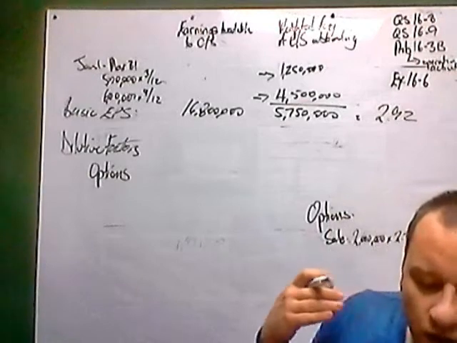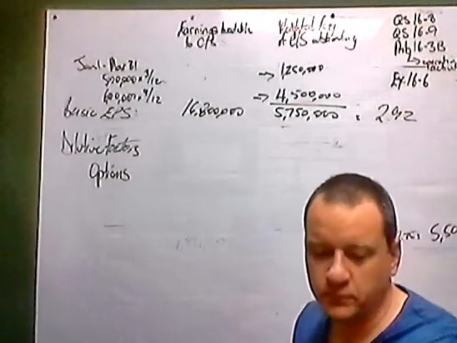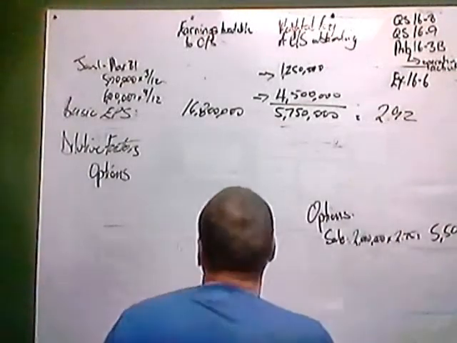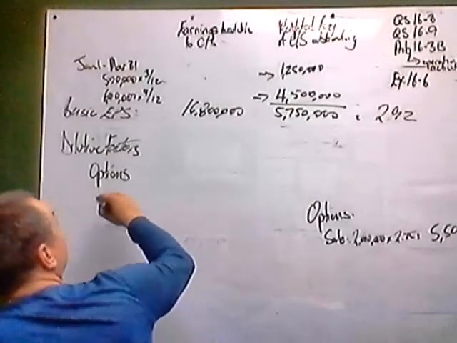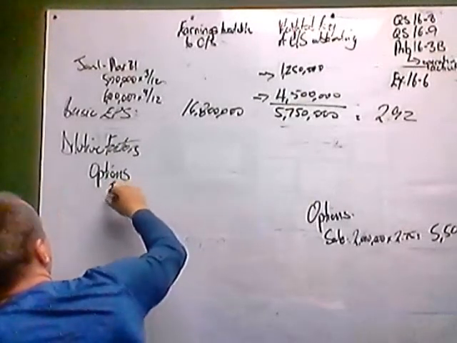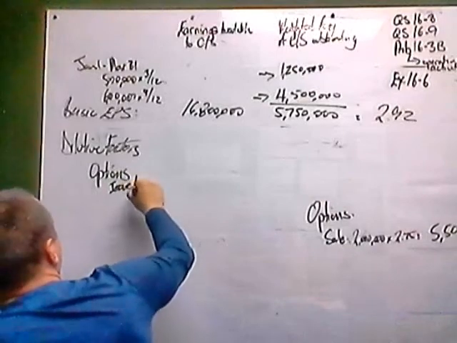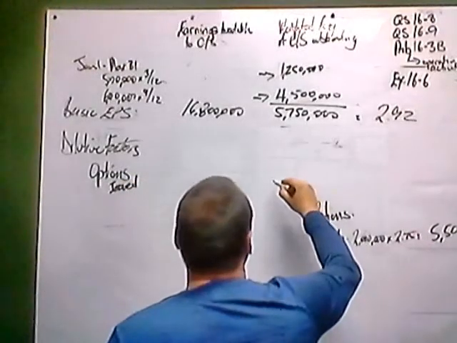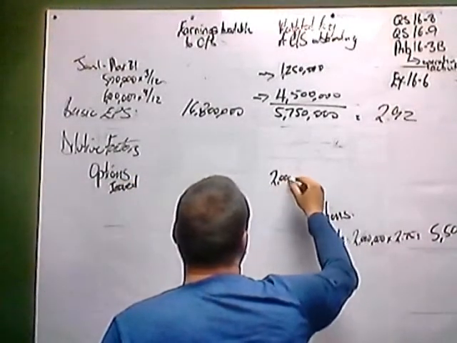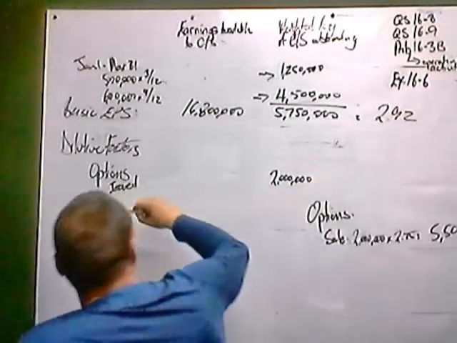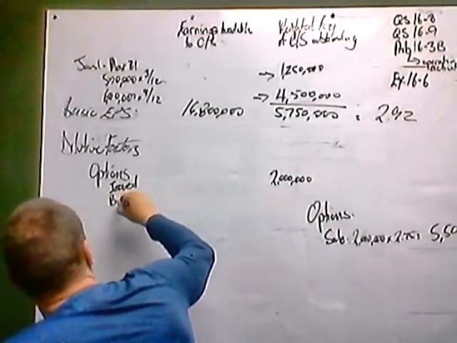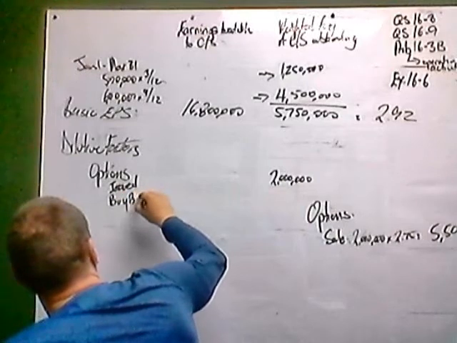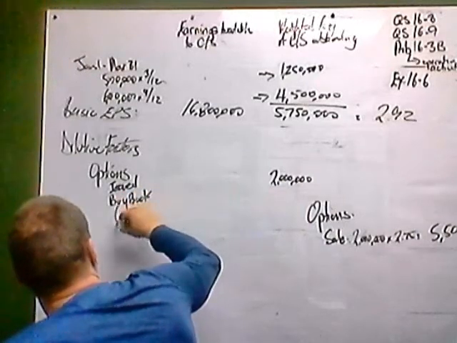Here you can see we're starting to dilute. So we have our options. The options are share issue. The shares that are issued, we're going to issue 2 million. How many shares are we going to buy back or retire?